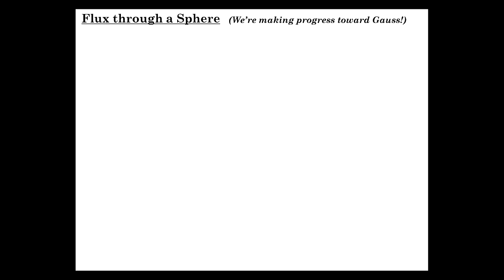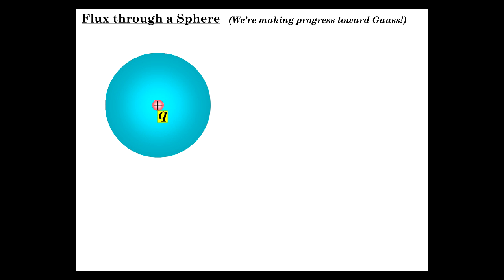Well, we've generalized the flux passing through a potato. Now we want to get a little more specific and simple, actually, and look at the flux through a sphere as we're progressing toward formalizing Gauss's law. So here's a sphere, and we put a positive charge q inside of it.